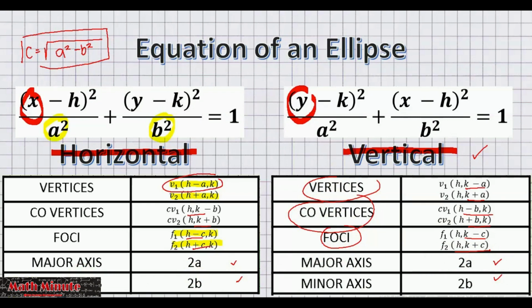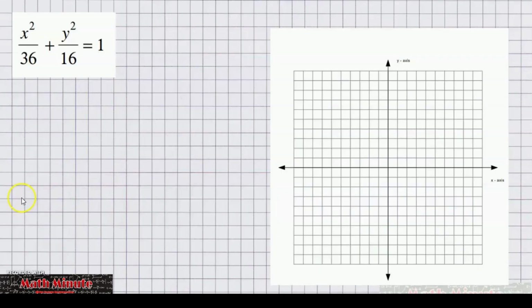Let me give you more examples for you to have a deeper understanding of the properties of an ellipse. For your first example, what we have here is x squared over 36 plus y squared over 16 is equal to 1. So first we need to identify if this is horizontal or vertical. The highest denominator here is 36 and it comes with x. So if it comes with x, you will know that this will be a horizontal ellipse.